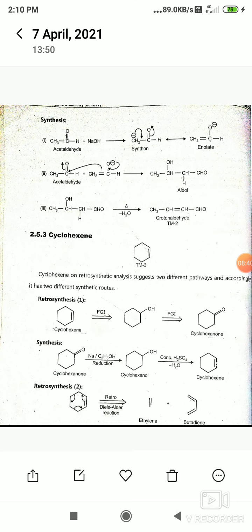In second step, a second molecule of acetaldehyde reacts with enolate, then this negative charge on oxygen is shifted, carbon oxygen double bond is formed, and then carbon carbon double bond is shifted to the carbonyl carbon, and then simultaneously carbon oxygen double bond is broken and the formation of negative charge. Then after addition of hydrogen, the formation of aldol as a product. Then in third step, after removal of water molecule from the aldol, the formation of crotonaldehyde or alpha beta unsaturated aldehyde as a product.